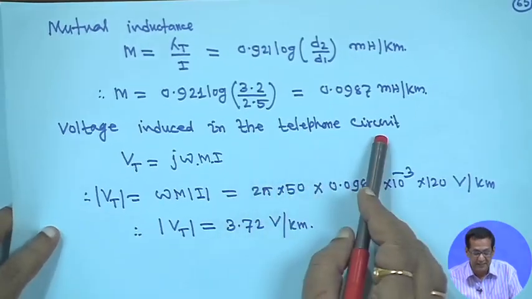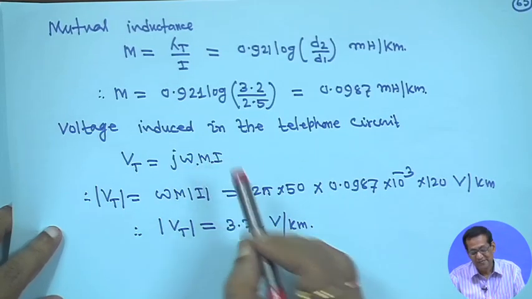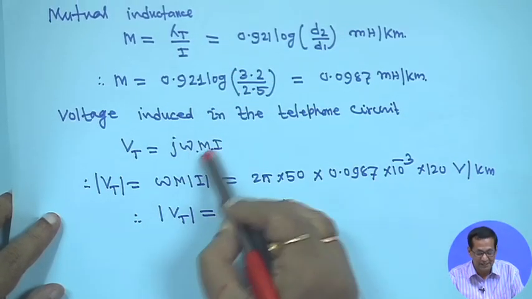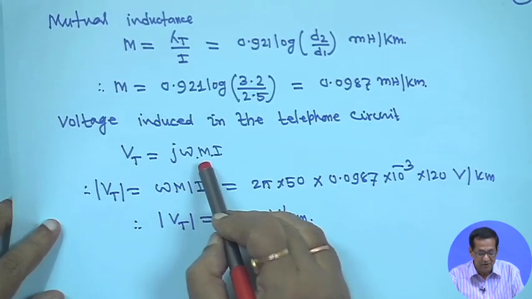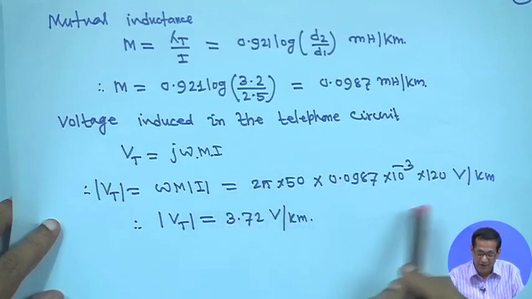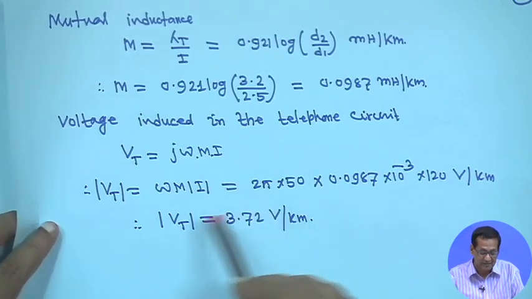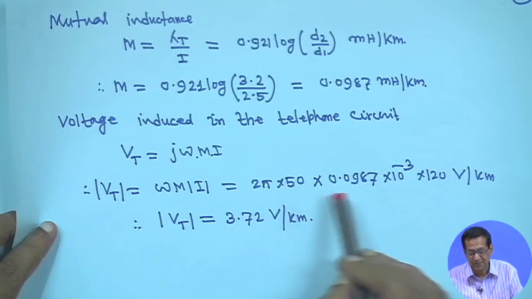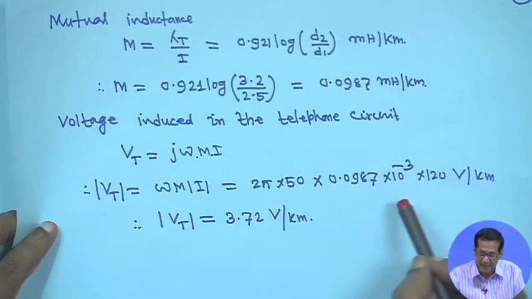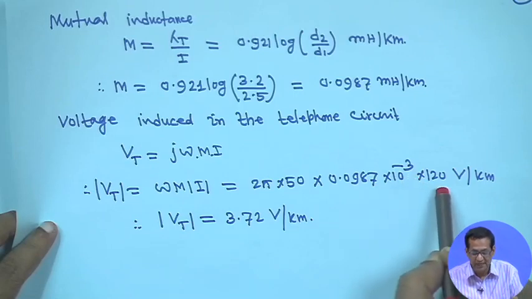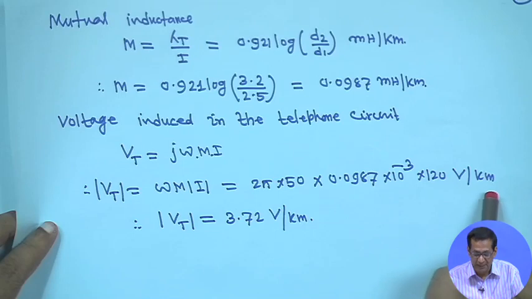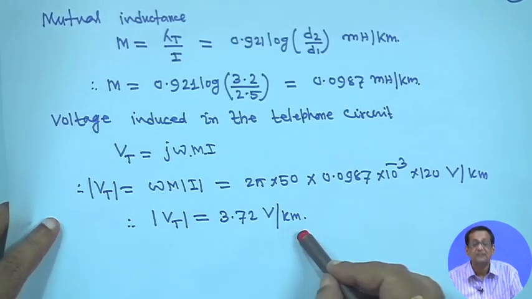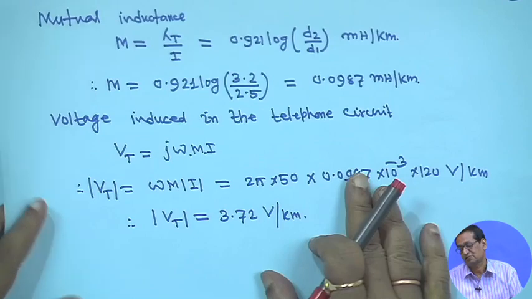So, voltage induced in the telephone circuit is j omega M into I. Omega L is the reactance, so omega M is the mutual reactance. So, Vt is equal to j omega M into I, right. I is given, 120 amperes, right. Therefore, we are putting only the magnitude, omega M into I. So, 2 pi into 50 Hertz system, 50, into 0.0987 into 10 to the power minus 3, into 120, because current magnitude is 120 ampere. So, the voltage in the telephone line is 3.72 volt per kilometer. This is the answer. I hope you have understood this problem, right.